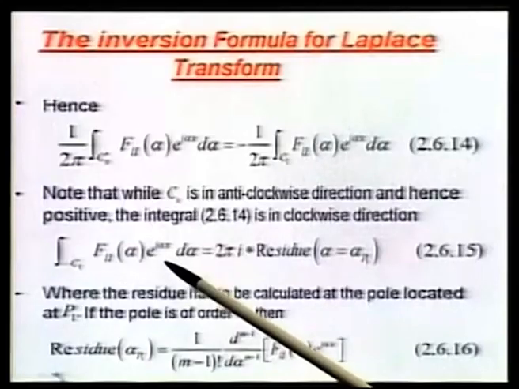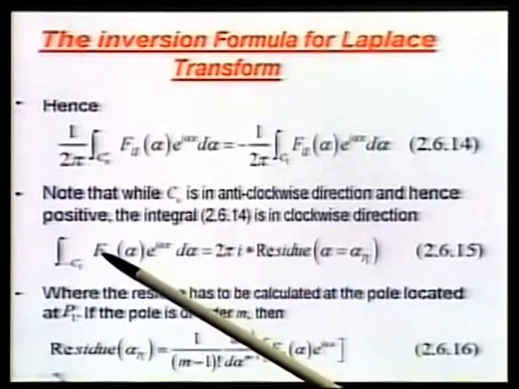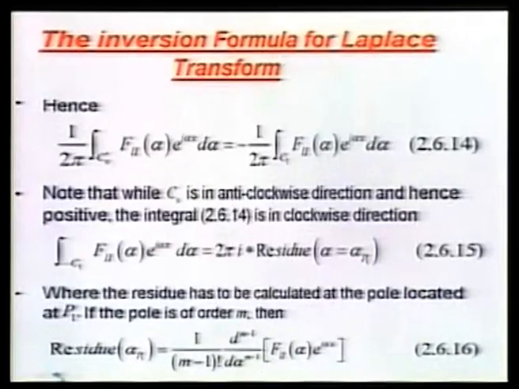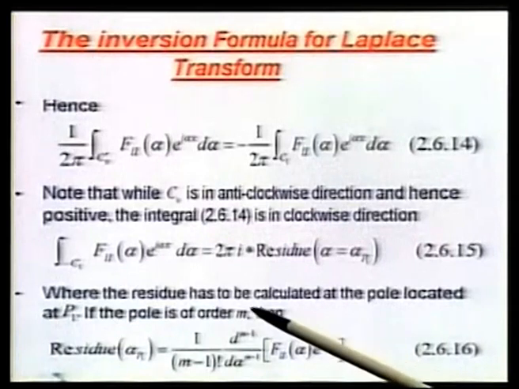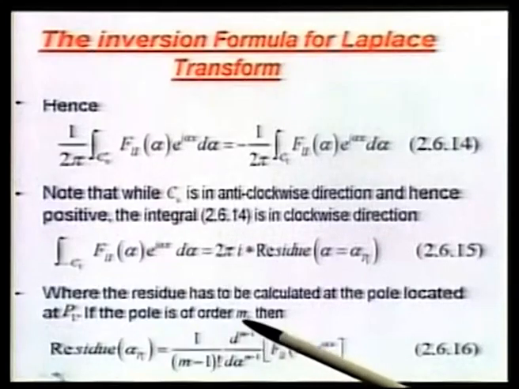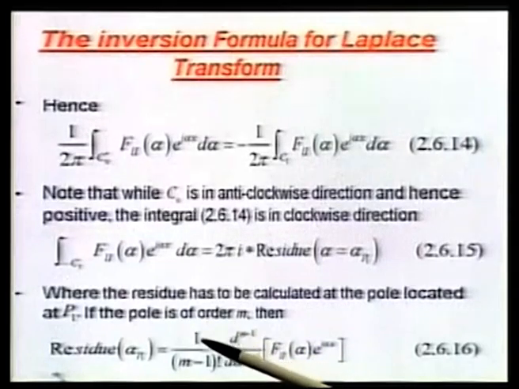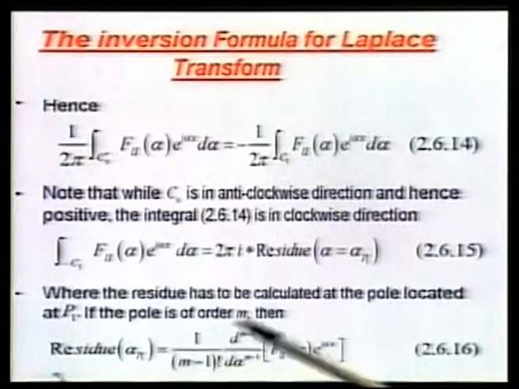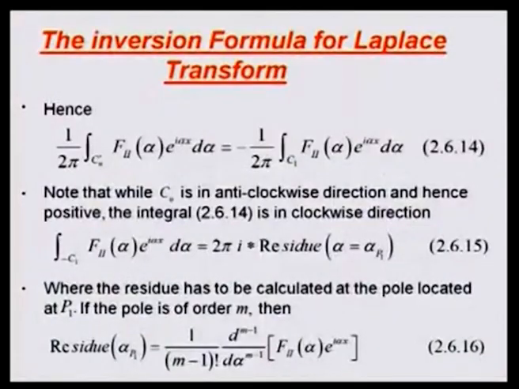What is this? This will be 2 pi I times the residue of this calculated at alpha at the pole, and this is the definition how you calculate the residue. So, I could have different order pole. So, if I have say mth order pole, what I do? I take the function, I differentiate it m minus 1 times, and of course, divide by m minus 1 factorial, and then substitute alpha equal to alpha p 1. That is the way to calculate the residue. So, once I do that, I am done.